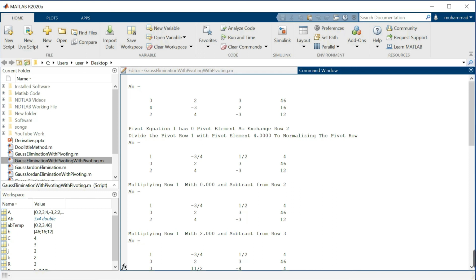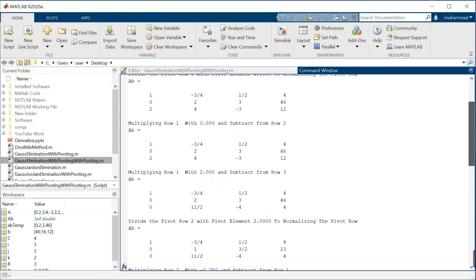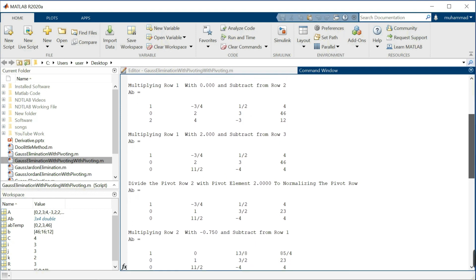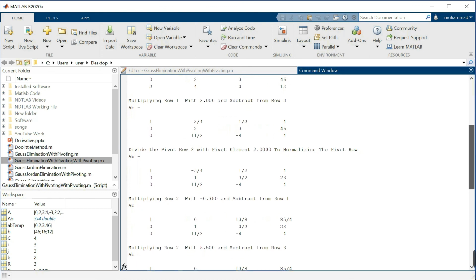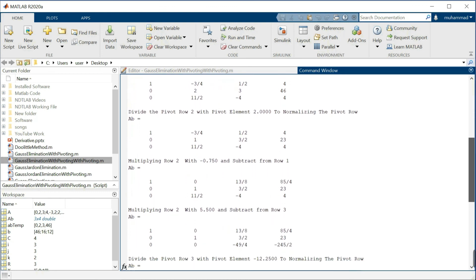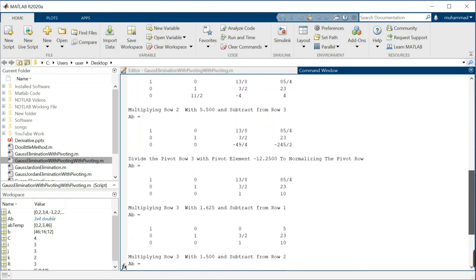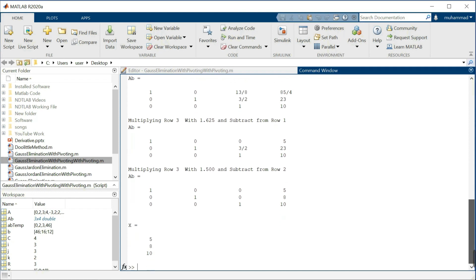Then we apply the Gauss Jordan elimination method to normalize the pivot row, and we also make zeros of the off diagonal elements. Here we can see that all the off diagonal elements are 0, and this is the solution of our system of linear equations, the values of the unknowns: x is equal to 5, 8, and 10.